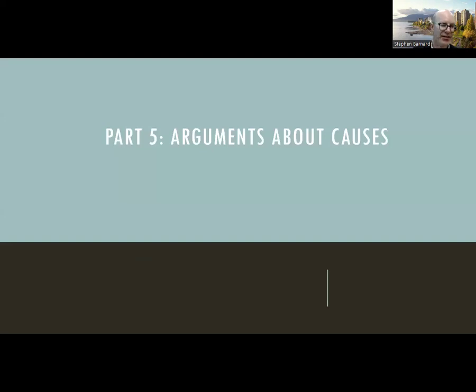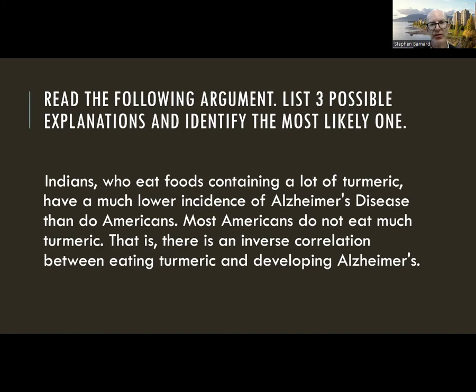Arguments about causes. This is one of the last things that we looked at before deductive arguments. Now, you might remember I gave this example in class. Indians, or South Asians, who eat foods containing a lot of turmeric have a much lower incidence of Alzheimer's disease than do Americans. Most Americans do not eat much turmeric. That is, there's an inverse correlation between eating turmeric and developing Alzheimer's. So the higher the amount of turmeric that is being eaten, the lower the rate of Alzheimer's. The lower the amount of turmeric eaten, apparently the higher rate of Alzheimer's.